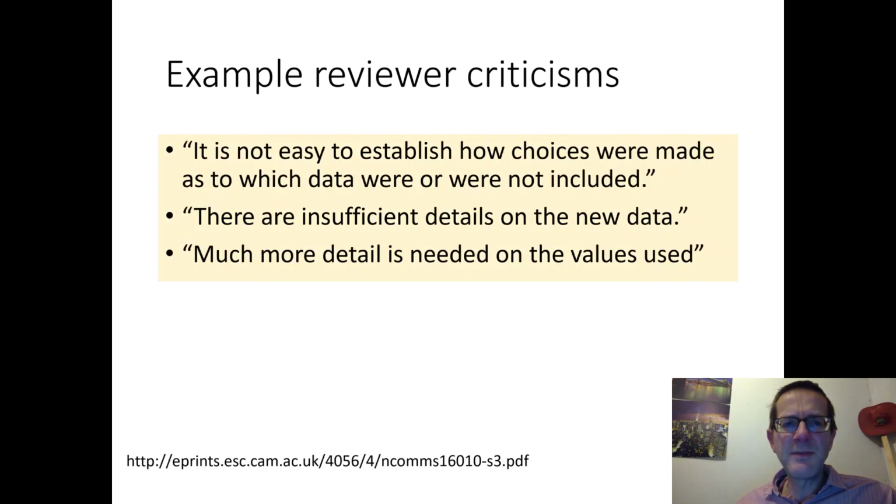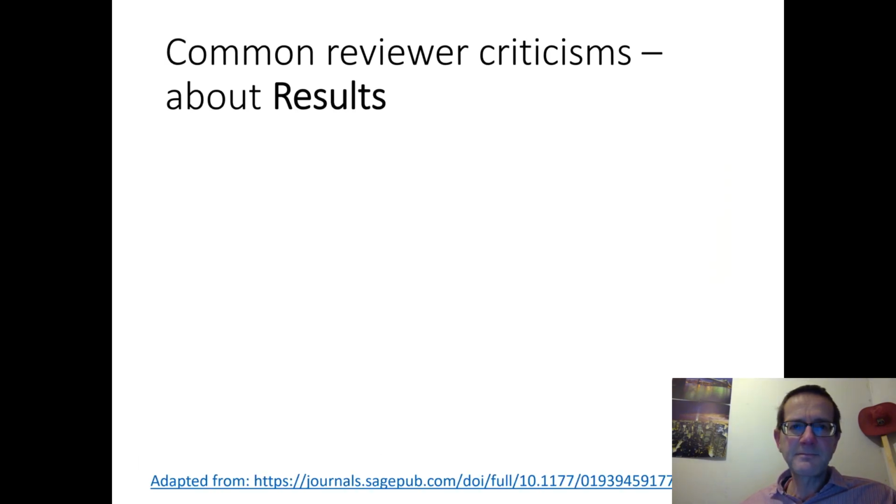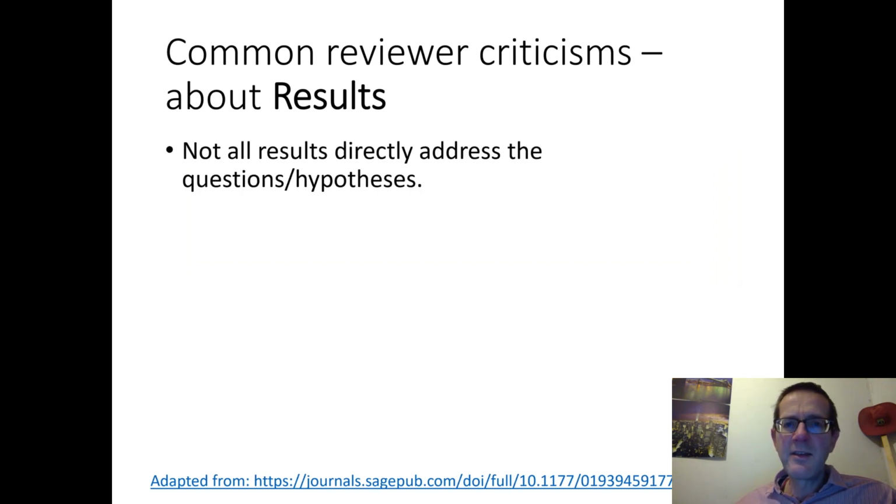So example criticisms from reviewers. It's not easy to establish how choices were made as to which data were or were not included. So insufficient method details. And then the second one, the same thing, insufficient details of the data, or more detail needed on the value. So repeatedly asking for more information in the methods. Common reviewer criticisms about the results. The results don't address the research questions or hypotheses or purpose. So that, again, is a mismatch.